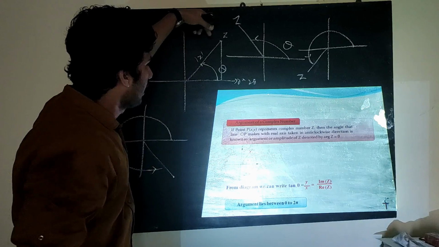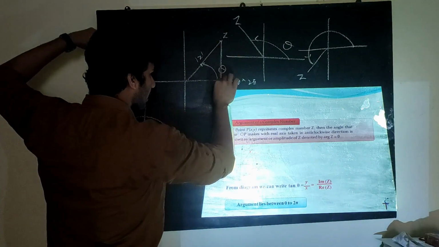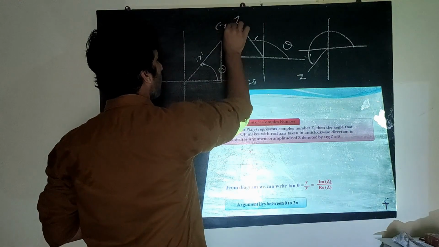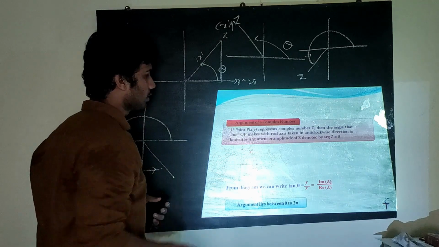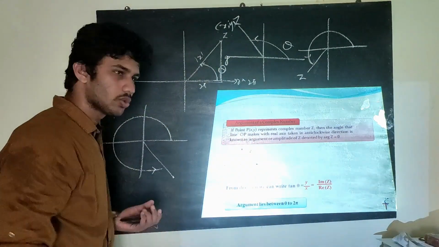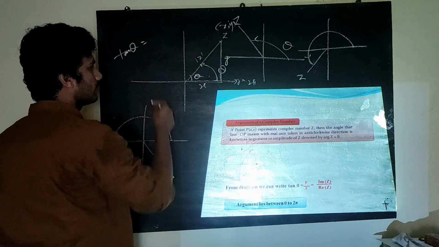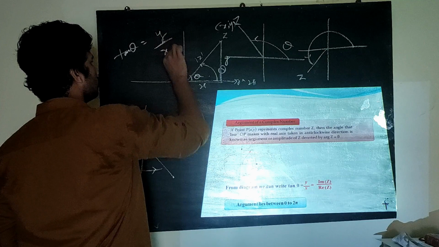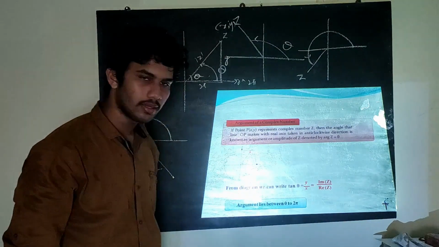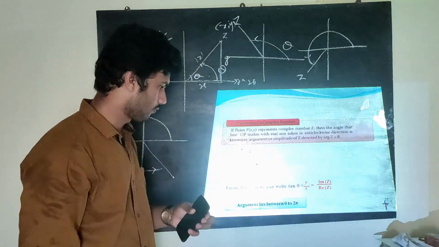See, as I discussed, this is my complex number, and this is my imaginary axis, this is my real axis, right? Let it be some x comma iy. So this distance is x, this distance is y. So what is tan theta? This is theta. Simple trigonometry. Tan theta is equal to y by x. So y is the imaginary part of z, and x is the real part of z. Hope it is clear for you. Let's move on.